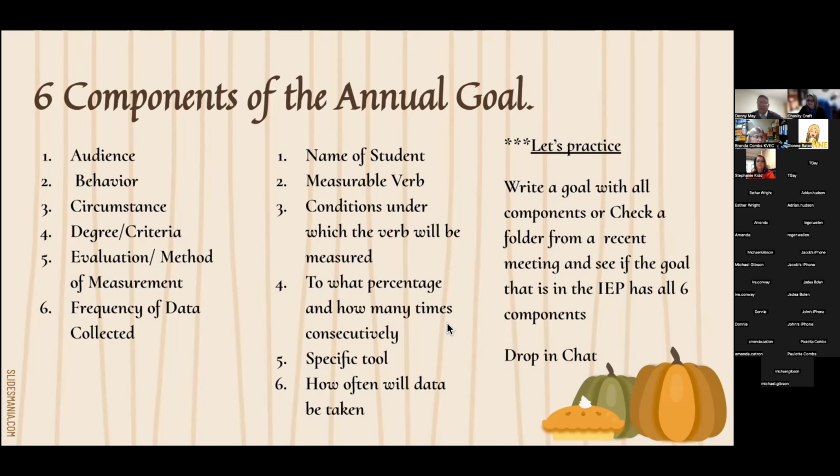Chas, do you have others? I do have one more, and it's a reading one, actually. It says, when given a grade level passage, Kevin will identify textual evidence supporting author's claim with 80% accuracy on 3 out of 4 consecutive attempts as measured by weekly reading probes.